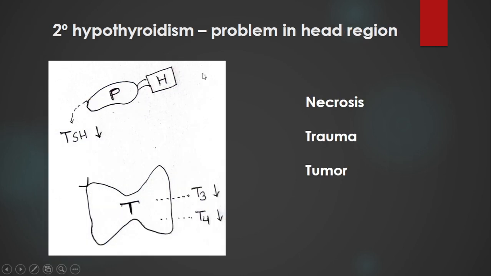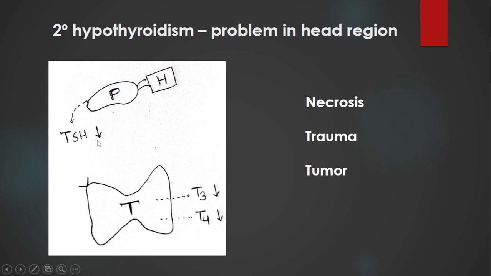Let's go to the other one, secondary hypo. Again, secondary means problem in head region, hypo means low production. Okay, so this is pituitary, this is hypothalamus, and this is thyroid gland. So secondary hypo means problem in this part, pituitary or hypothalamus. Secondary hypo means problem in pituitary, hypo means low production. So from pituitary there is low production of TSH, TSH decrease.